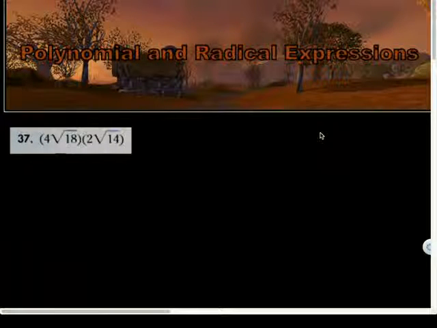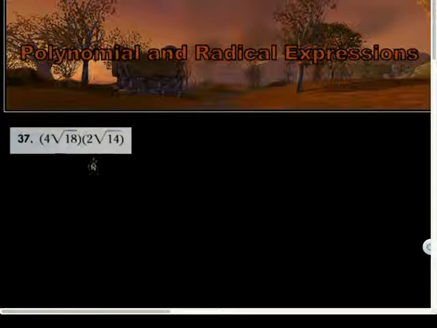Greetings and welcome. We're talking about last night's homework, page 293, question 37. We were dealing with operations of radicals: adding, subtracting, multiplying, dividing. Today we're actually going to look further into dividing, but at this point we were just doing a little analysis.